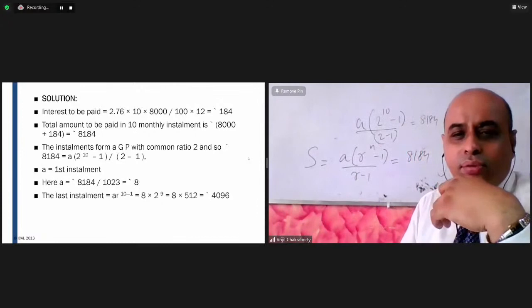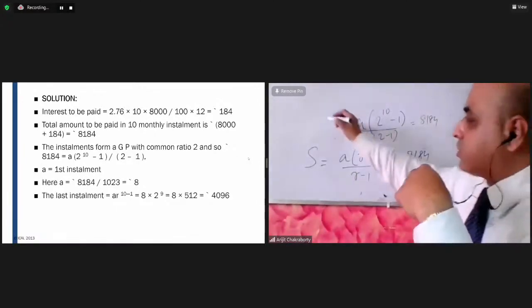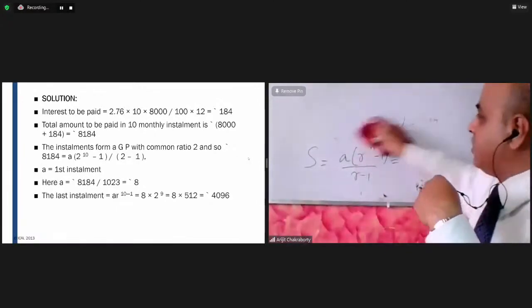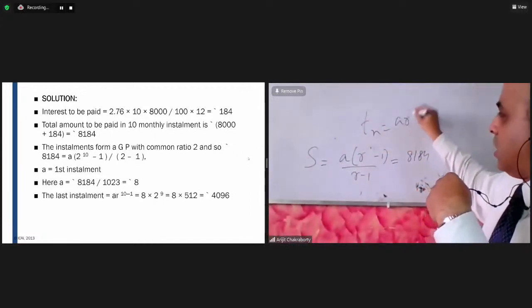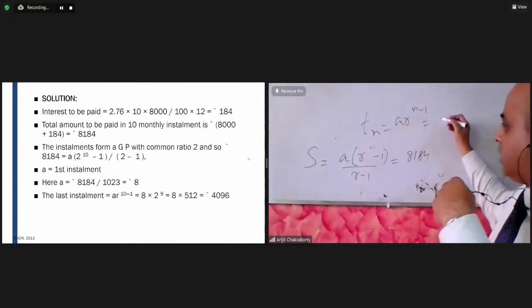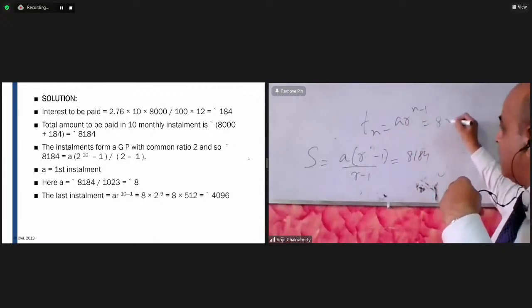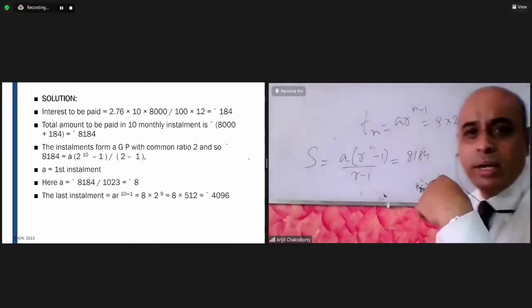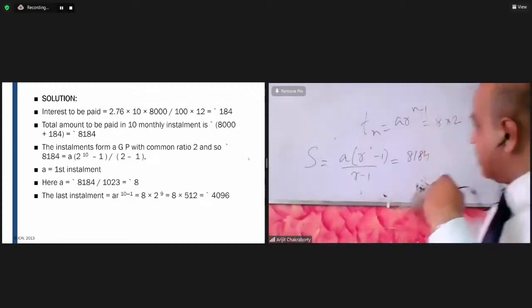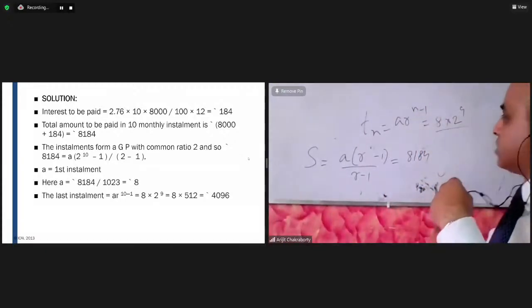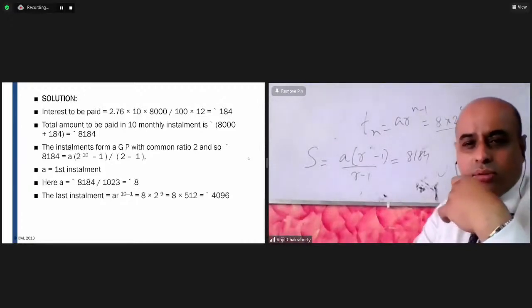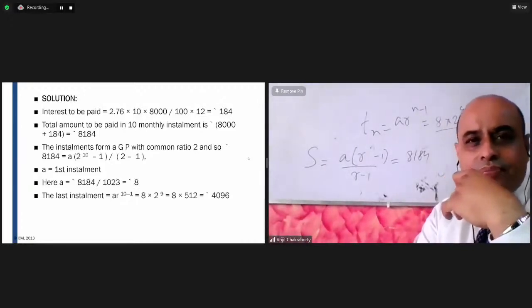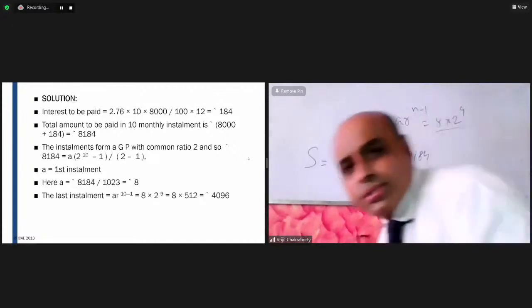Okay, so therefore we know that the nth term is given by Tn = AR^(n-1). Here A is 8, R is 2, and n is 10, so n minus 1 becomes 9. So the last installment will be 8 into 2 to the power 9, which comes down to 4096. So this is the solution to the problem.